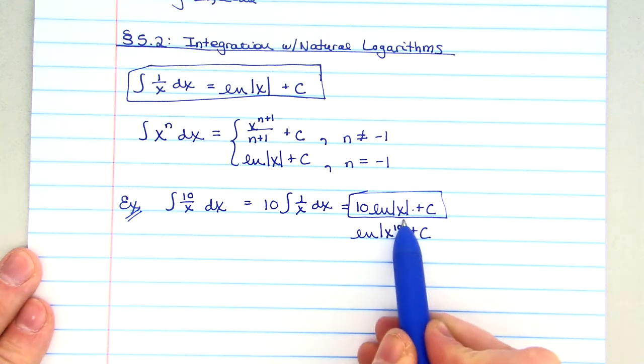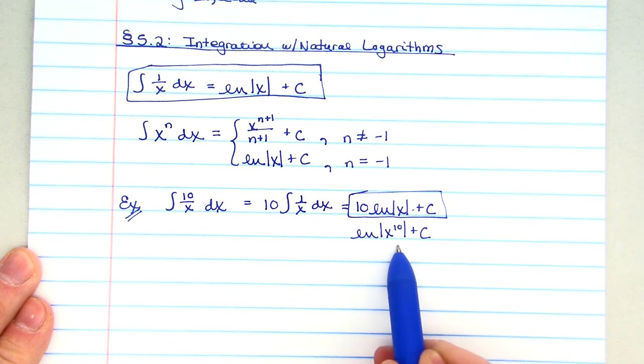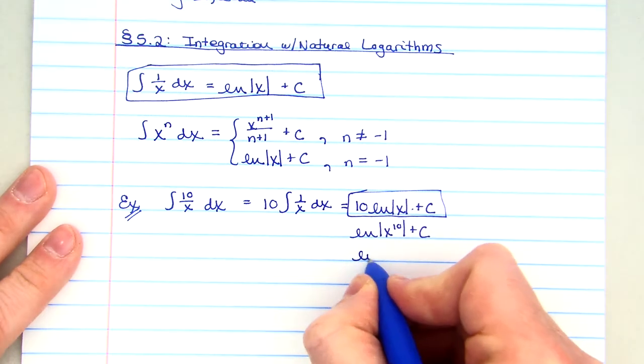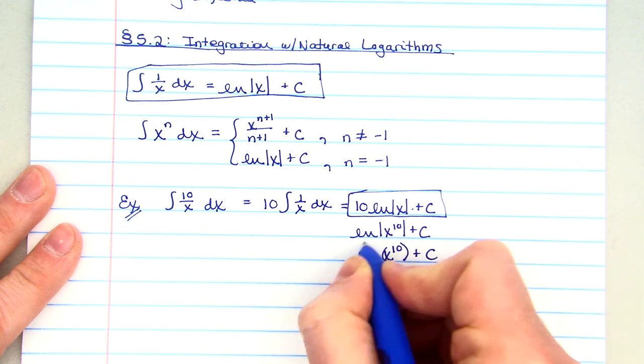Did I need them over here? X could be positive, x could be negative. Why are you saying I don't need them? X to the 10th is always something positive, so really, we could just simplify this to the natural log of x to the 10th plus a constant.